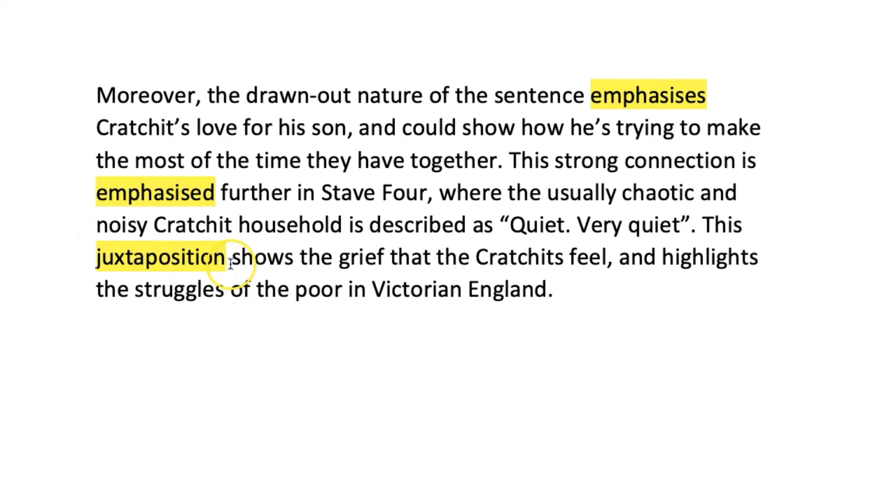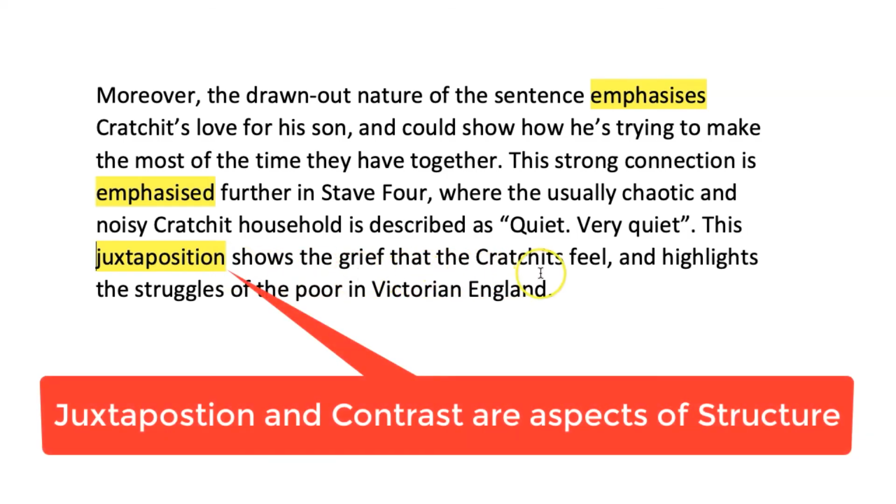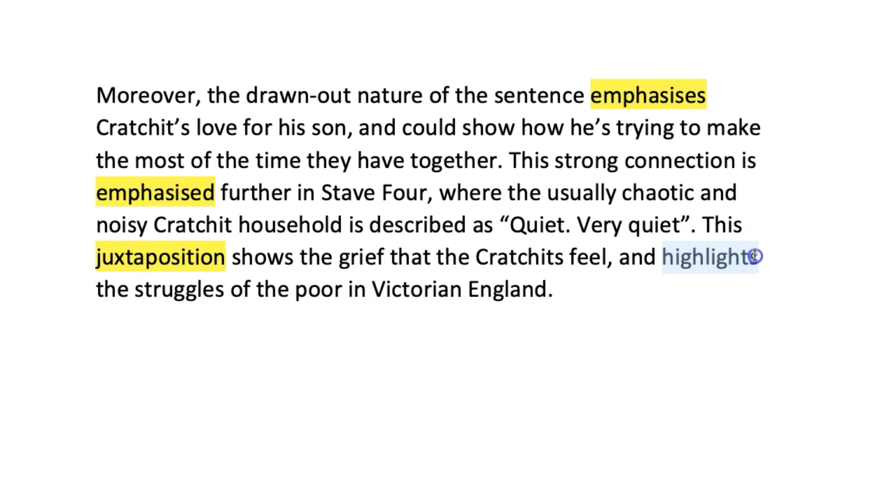And by the way, juxtaposition happens in every single text that you read and is always about the structure of the text, and most students don't write about the structure. So that's another easy way of getting top grades. "So it shows the grief that the Cratchits feel and highlights the struggles of the poor in Victorian England." Highlights again, that's the word that tells us what the author is doing. And notice how she keeps coming back to the topic that's in the question, the poor.